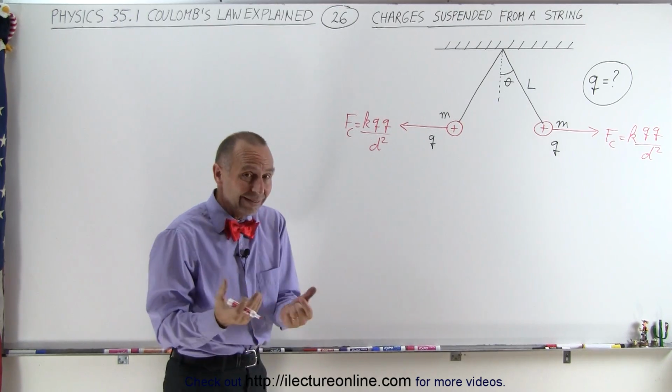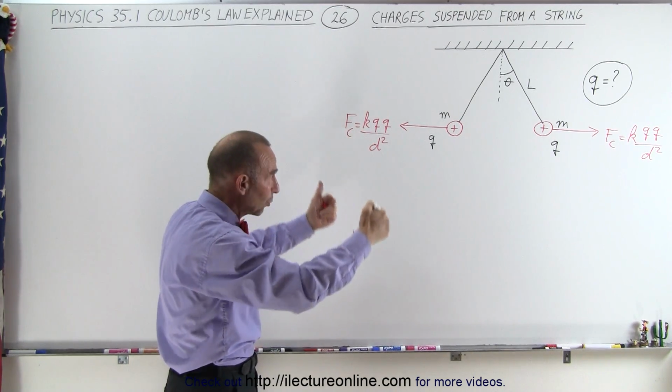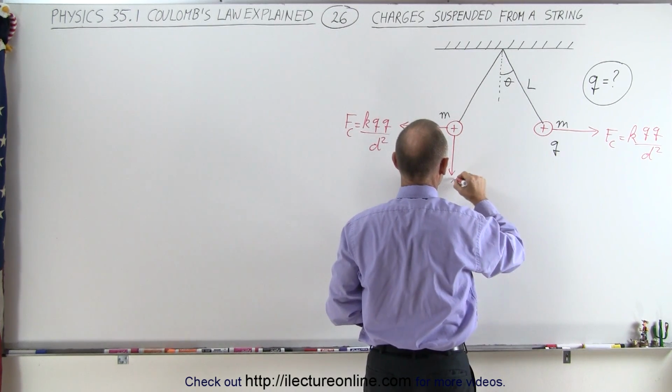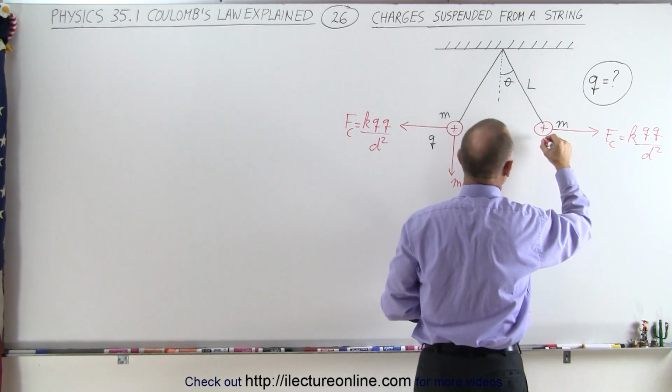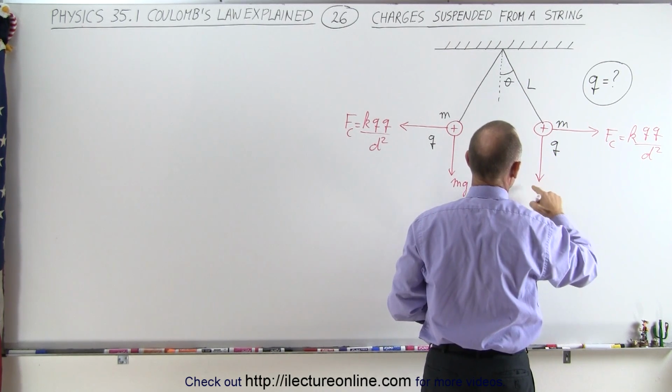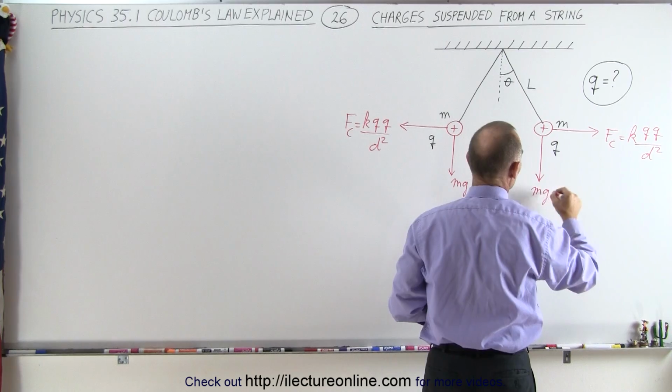Next, we realize that since they have mass, they're also being attracted towards the Earth due to gravity, so I have a force pulling downward, so this is going to be m times g, and it's the same for this force right here. For this side, it's going to be a force equal to m times g.